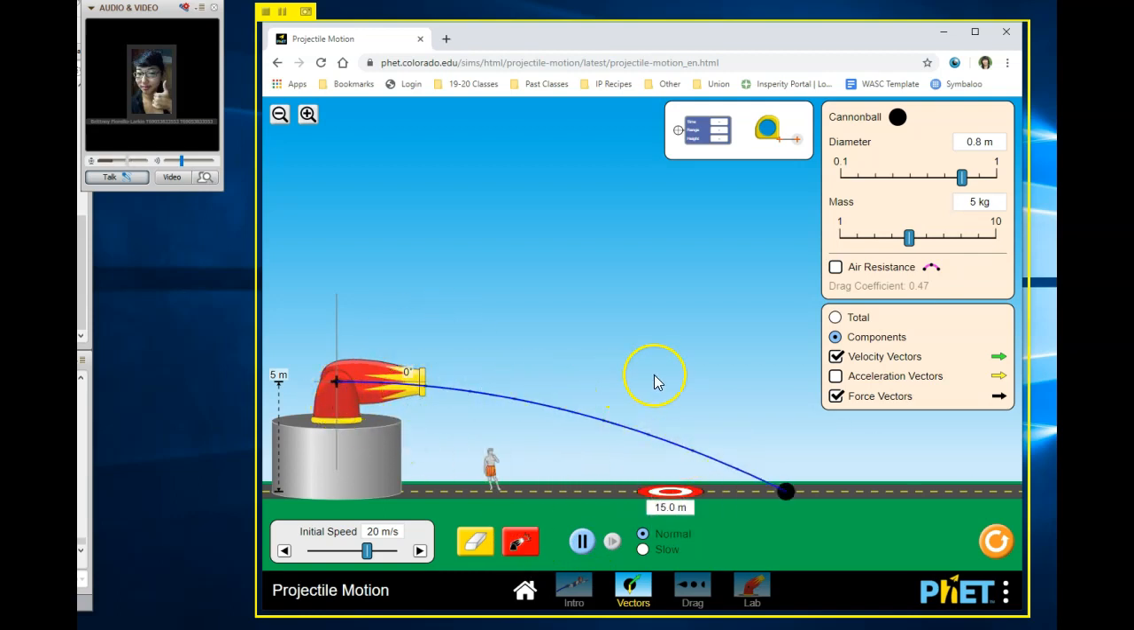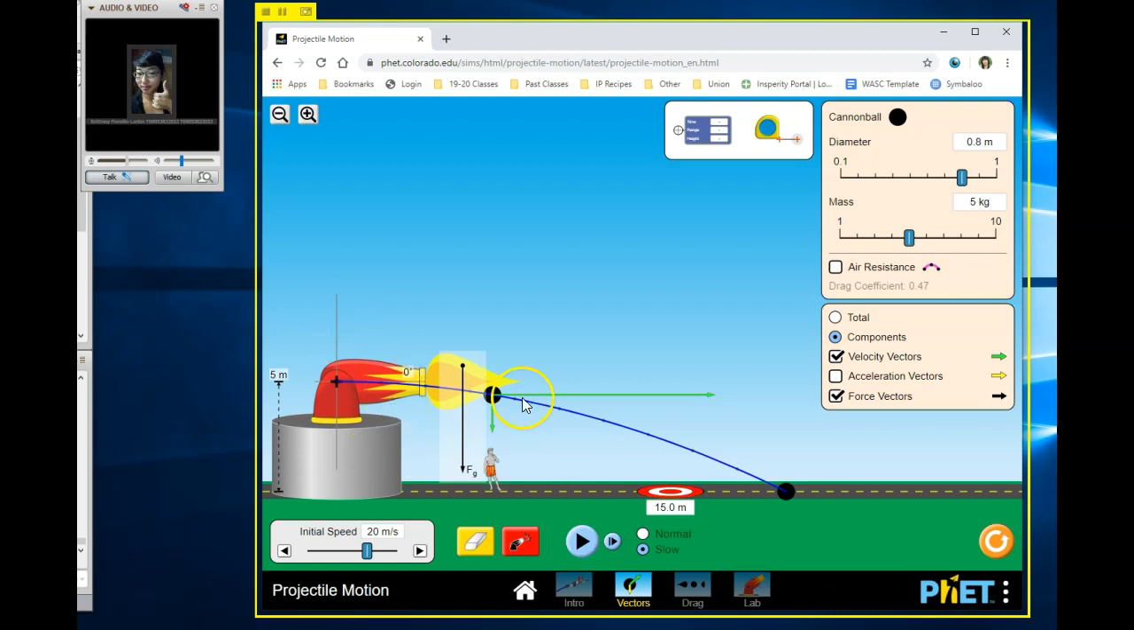And again, did this cannonball continue in a straight line forever? Tell me in the chat box. Did this cannonball continue in a straight line forever? No. So clearly, again, there's something that is working on this cannonball. There is an external force changing its motion. So let's go ahead and slow it down. All right, and I'm going to go ahead and shoot it again. Let's take a look at this.